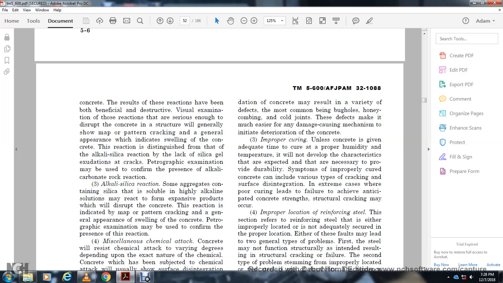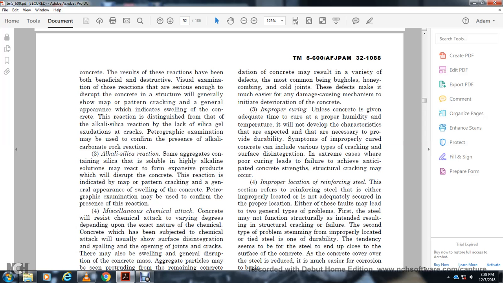Improper location of reinforcing steel. This refers to reinforcing steel that is improperly located, not adequately secured, or not in the proper location. Each of these faults may lead to two general types of problems. First, the steel may not function structurally as intended, resulting in structural cracking or failure. The second type of problem stems from improper location affecting durability. The tendency seems to be for steel to end up close to the surface of the concrete.